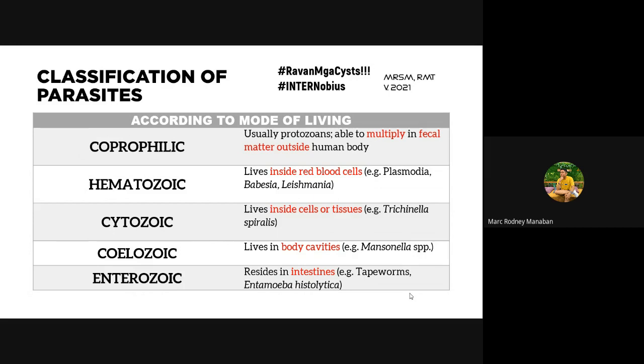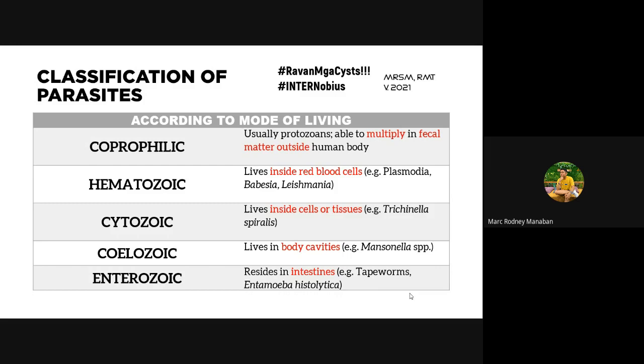Next, you have hematozoic. By the name itself, they live within RBCs. So you have your blood parasites. And then cytozoic, they live within cells or tissues. So it's not necessarily in RBCs. So example, you have Trichinella spiralis. So basically, yung hematozoic, if you think about it, it's a type of cytozoic, di ba? Because hematozoic, RBCs are still cells. So hematozoic is a type of cytozoic then, parang ganun.